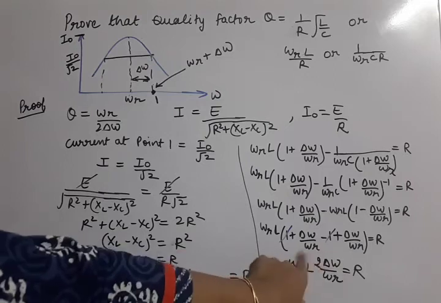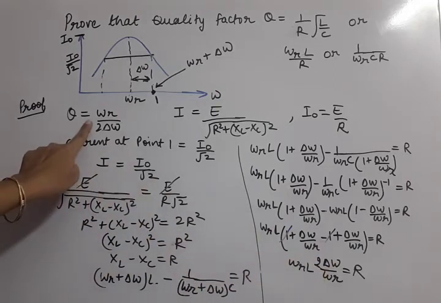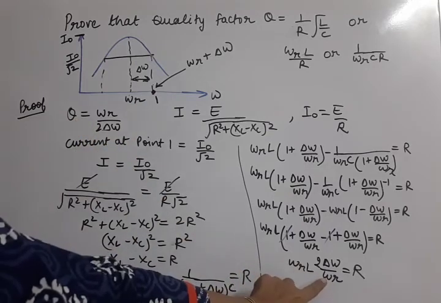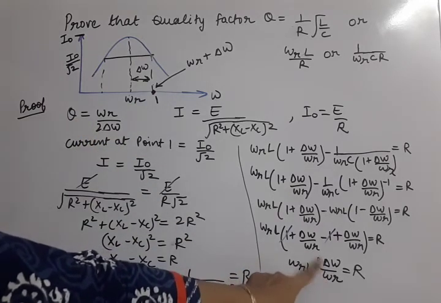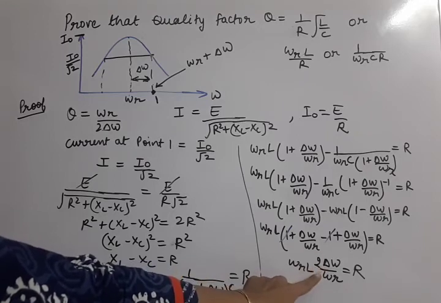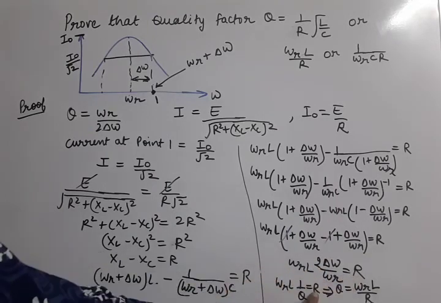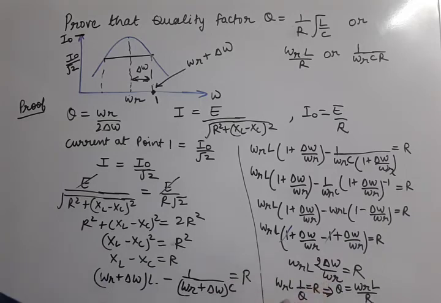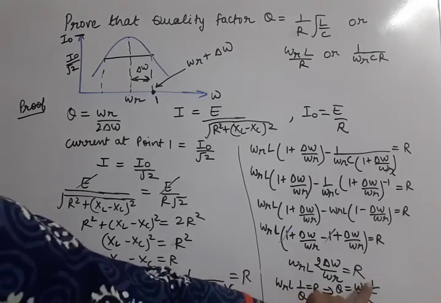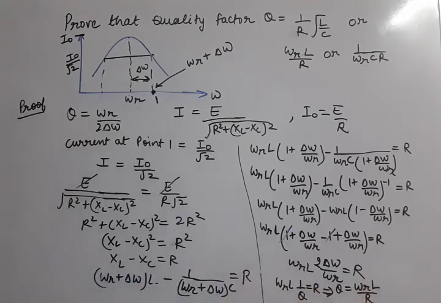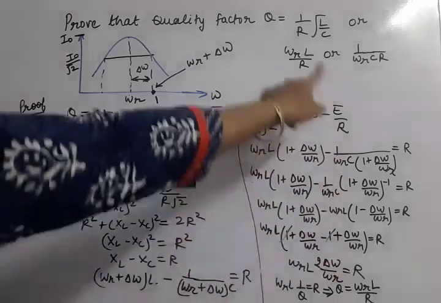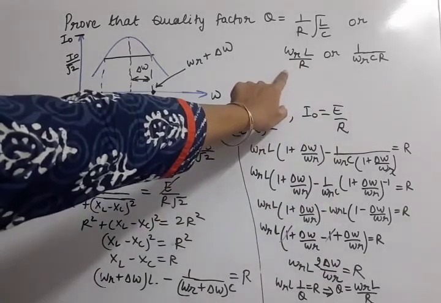Now have we got Q from here? Yes, Q is defined by omega r upon 2 delta omega. So you see omega r upon 2 delta omega we have got here. So this is the 1 by Q term obtained. So omega r L, this term 1 by Q, equal to R. Let us get Q from here. Q shifts to that side and R shifts downside. So omega r L by capital R. This is the first Q formula obtained. That means at least this we have obtained.